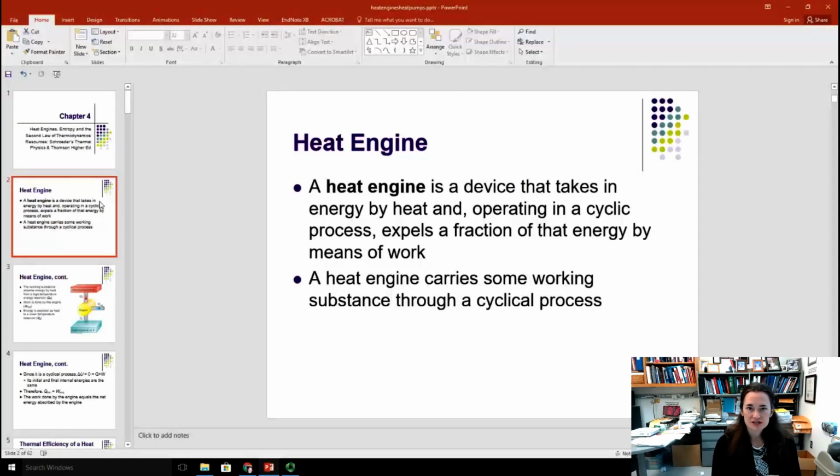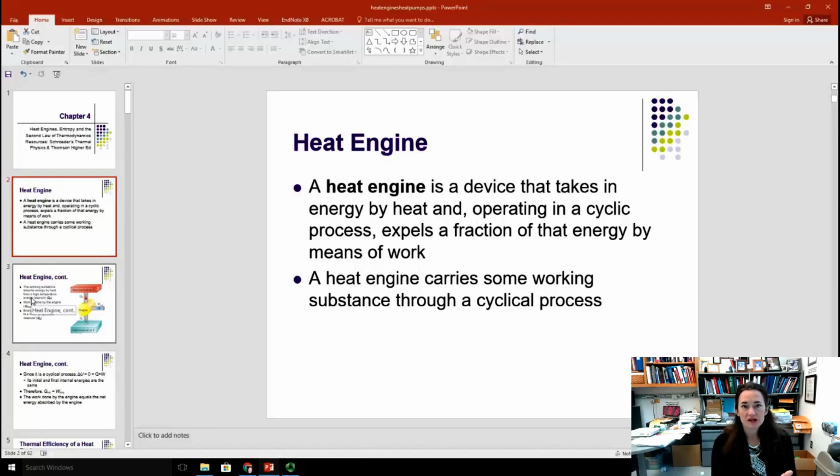A heat engine is a device that takes in energy by heat and operates in a cycle. And when it operates in that cycle, it takes in the energy by heat, but it has to expel a portion of that energy that it takes in as waste heat to a cold reservoir. The rest of the energy goes into doing the useful work of the engine.